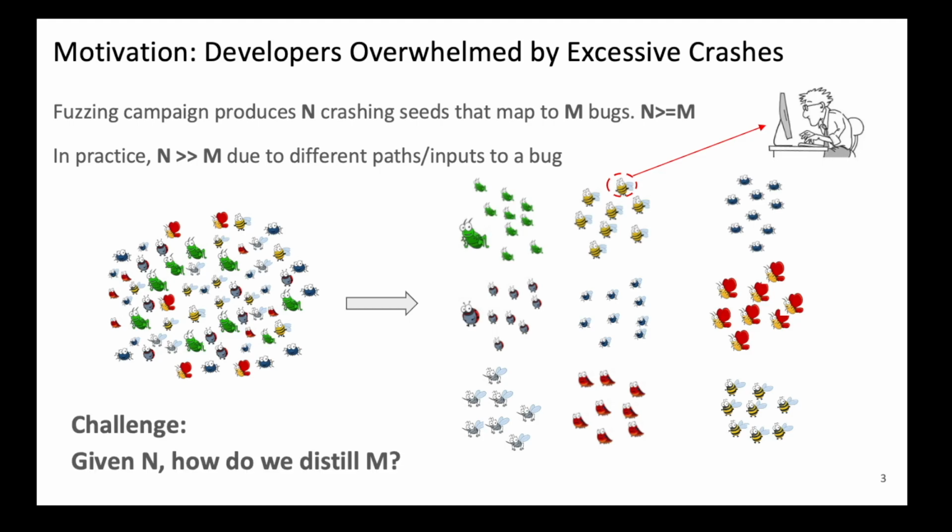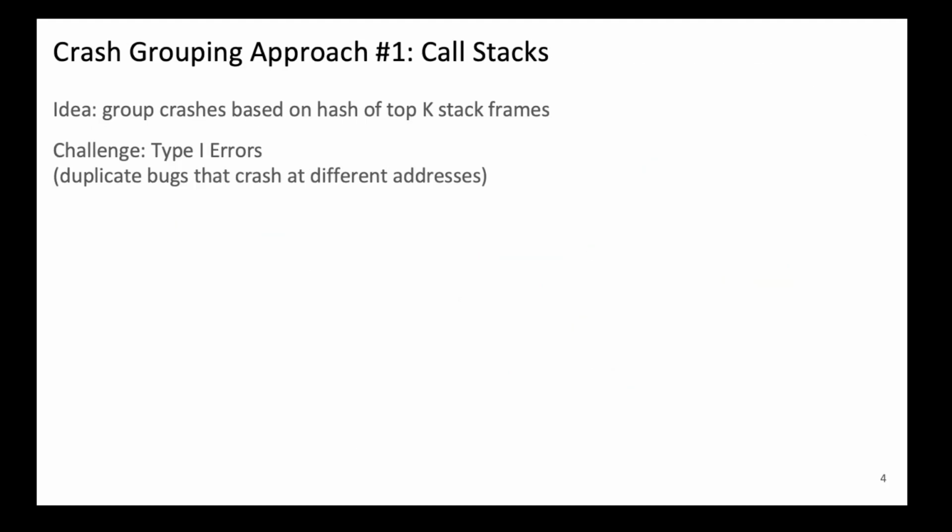Therefore, the challenge addressed by our research is: given n crashes, how do we group them into m unique bugs? In response to this problem, let's take a look at the existing crash deduplication methods. First of all, it is a common practice in the industry to group crashes according to the different call stacks at the time of the crash. If the stack hashes are the same, they are grouped together. The method is fast but lacks precision.